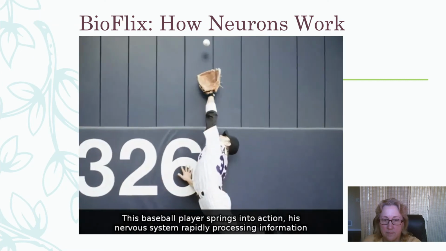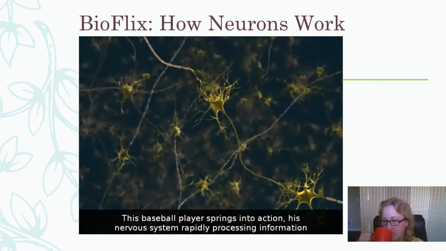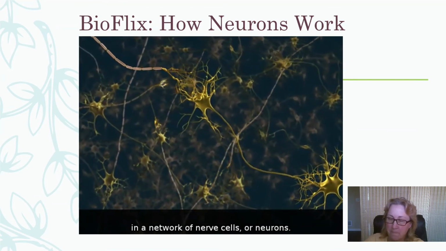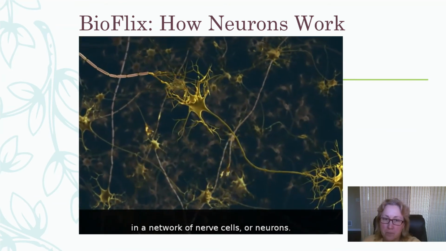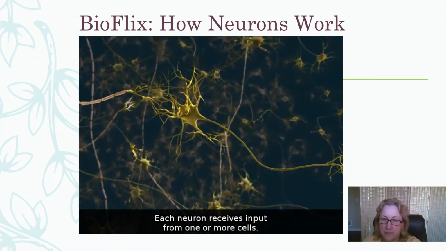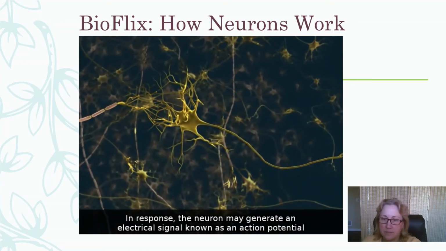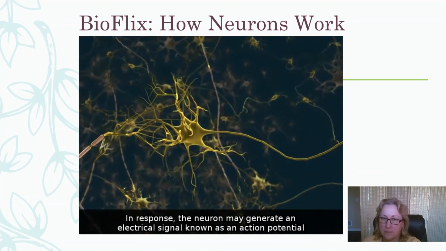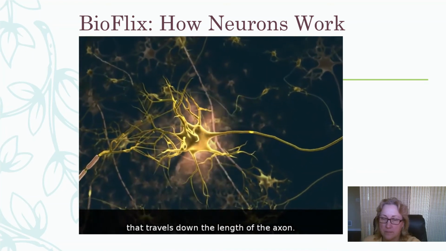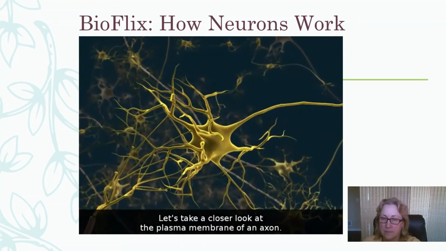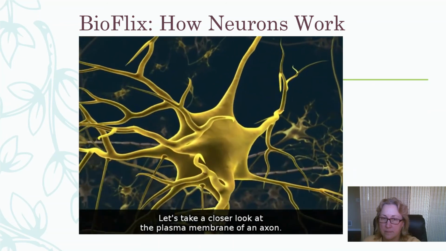This baseball player springs into action, his nervous system rapidly processing information in a network of nerve cells, or neurons. Each neuron receives input from one or more cells. In response, the neuron may generate an electrical signal known as an action potential that travels down the length of the axon. Let's take a closer look at the plasma membrane of an axon.